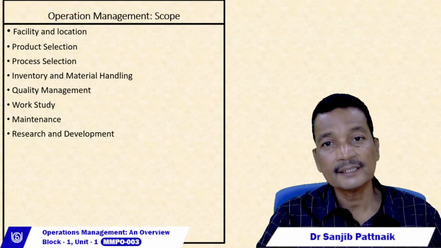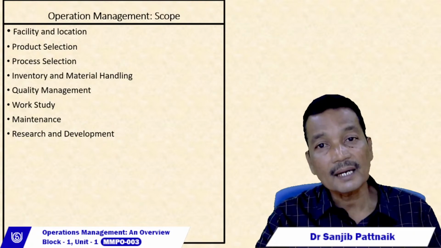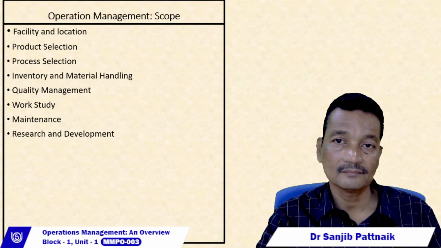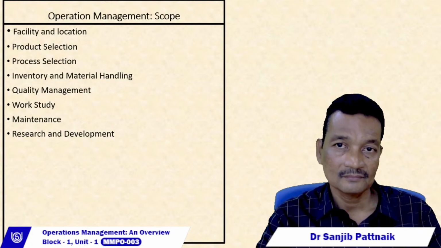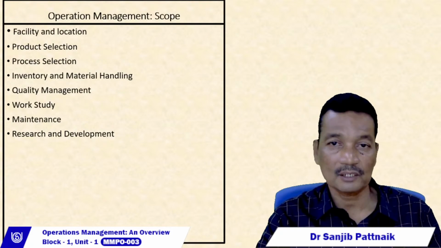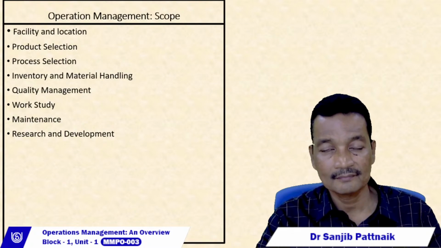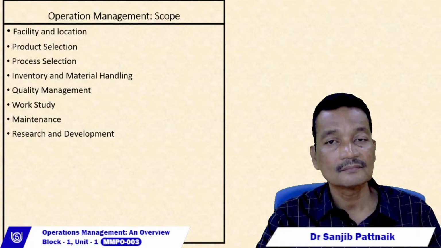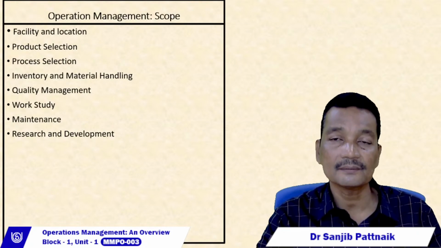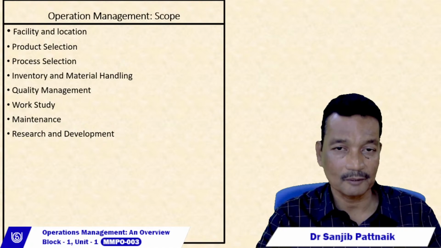In order to sustain in this practical world, we have to constantly develop our outputs along with improvement in qualities. For that, an organization requires lots of research and development. So, operation management provides necessary activities for research and development.